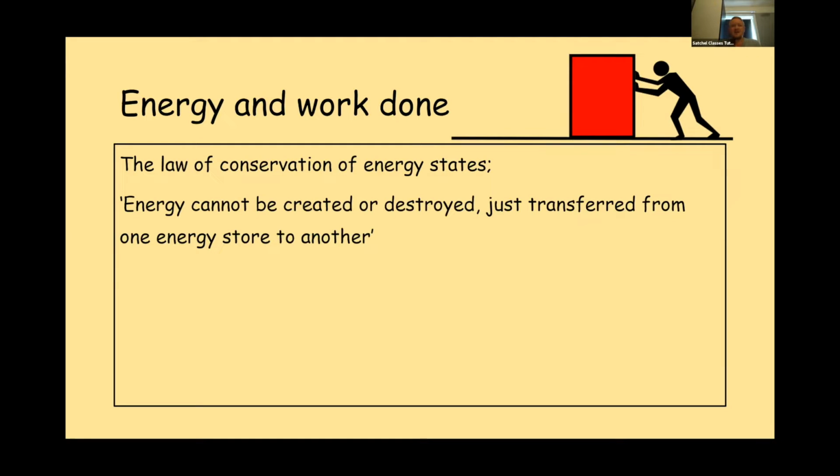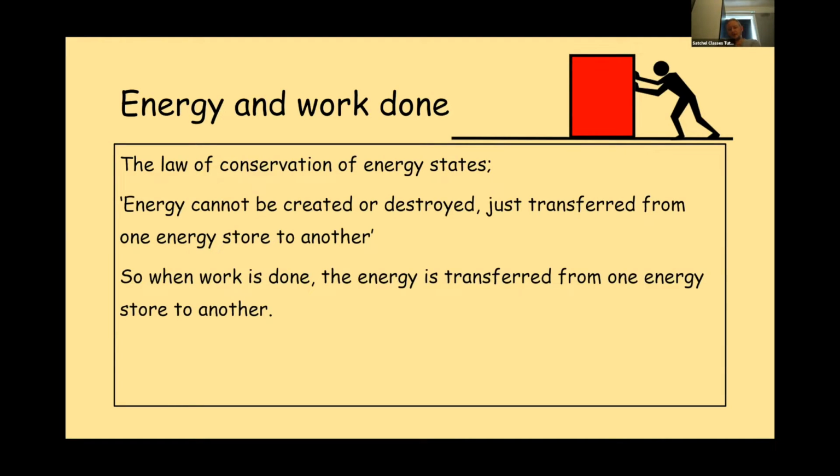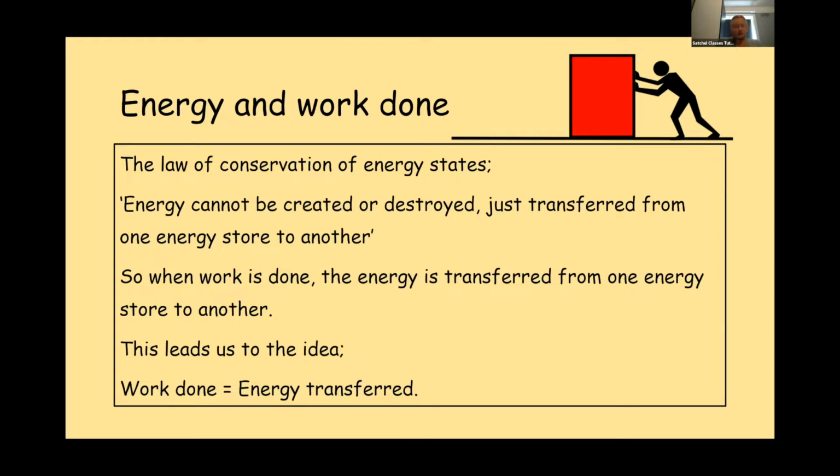So for example, if I turn on a kettle, going back to what we've taught in the past, I apply electrical energy through the cables to the heating element, which is then transferred to the heat energy store of the water. So what energy I put in is the same as the energy I put out. When work is done then, energy is transferred from one store to another. So the act of transferring energy is the same as doing work against whatever it is that you're doing. This then leads us to the idea that work done is equal to energy transferred. And this is important and it becomes obvious why later on.